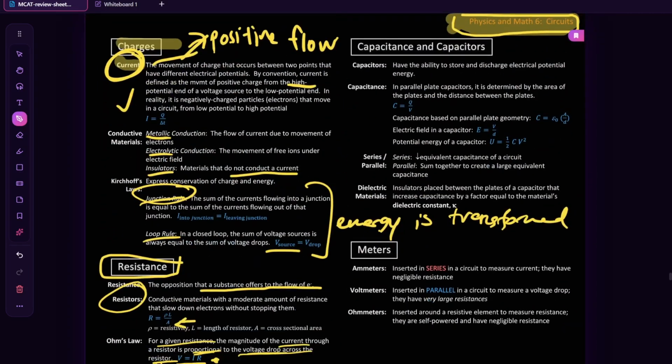So then we can finally go into capacitance and capacitors, since we kind of introduced that a bit. A capacitor is a device with the ability to store and later discharge electrical potential energy.